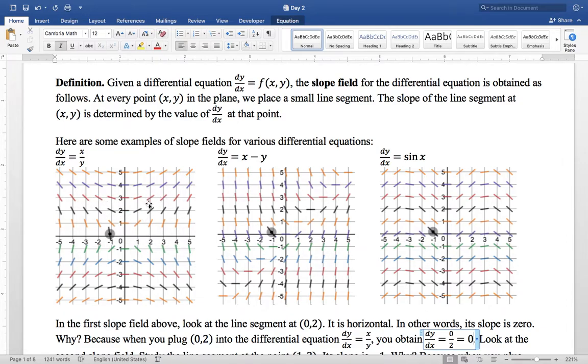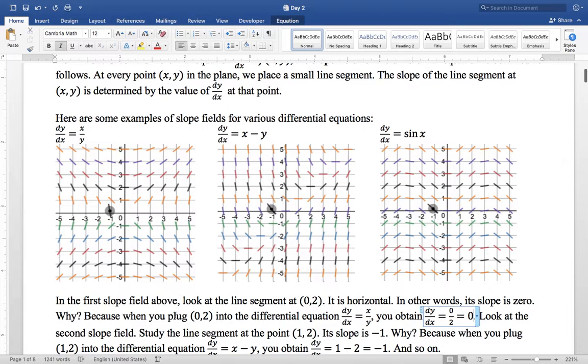The slope of each of these line segments is obtained by taking the coordinates of the point at which the segment sits and plugging them into the differential equation and seeing what you get. So let's take a look at another example. Staying with the same picture, let's look at the line segment at the point (1, 2). So (1, 2), where would that be?